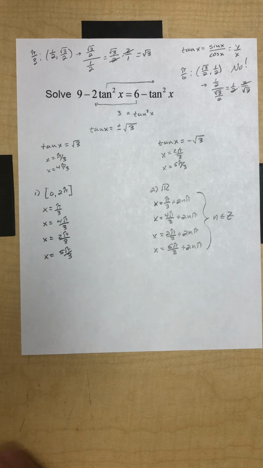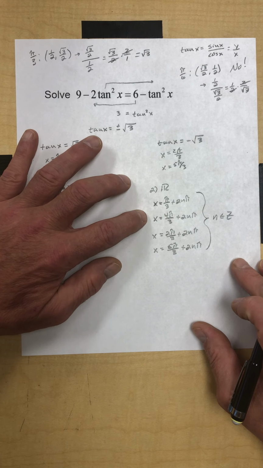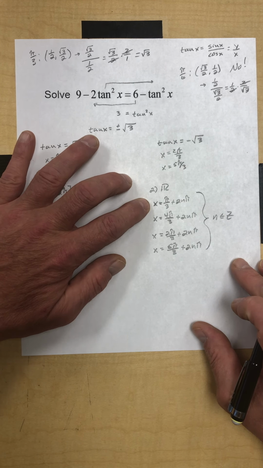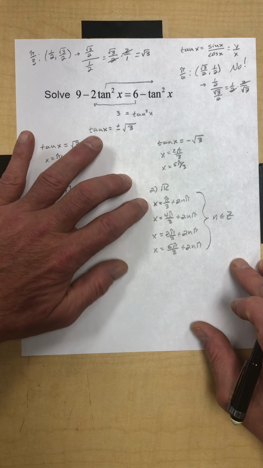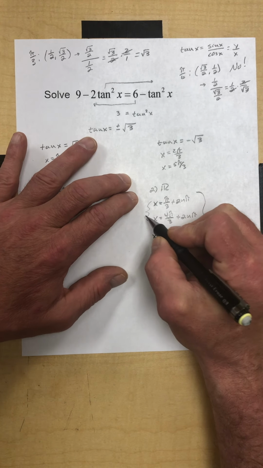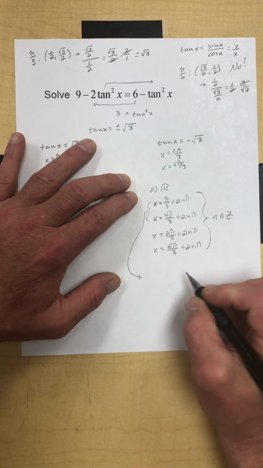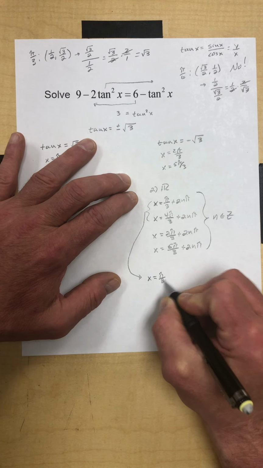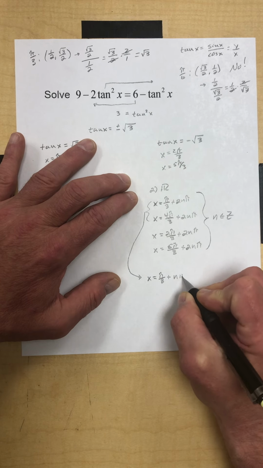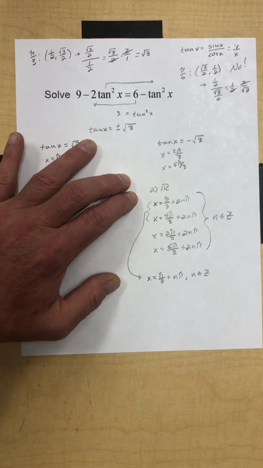Notice that technically you could combine these two, because if I add pi to pi over 3, that'll give me 4 pi over 3, so I could combine these two if I wanted to. Just like this, guys. And I'm not saying you have to do this, I'm saying it's just another way to do it. I could say x equals pi over 3 plus n pi, where n is an integer.